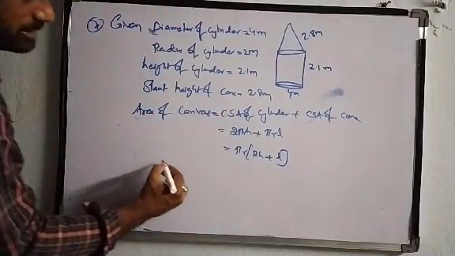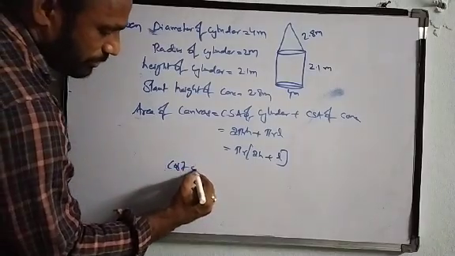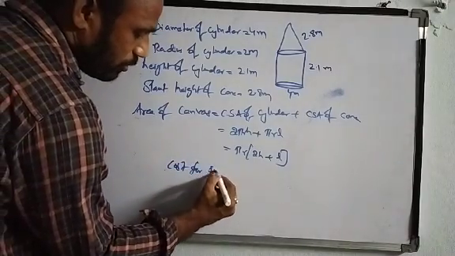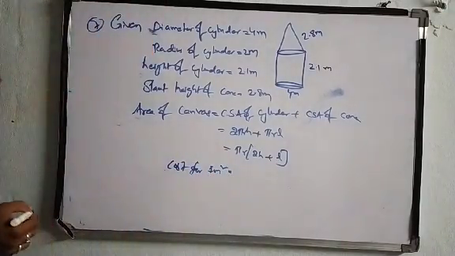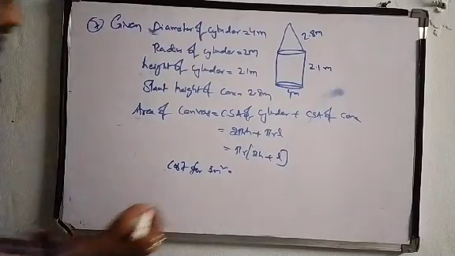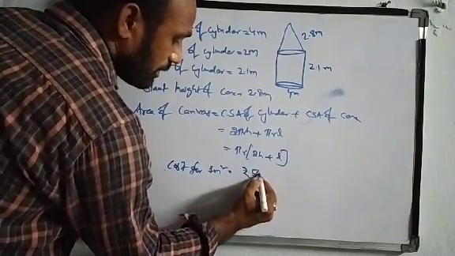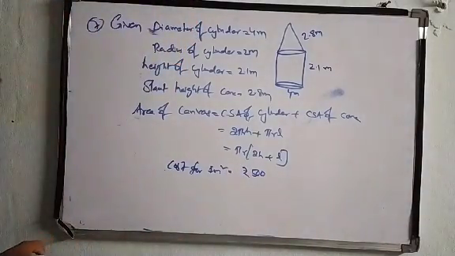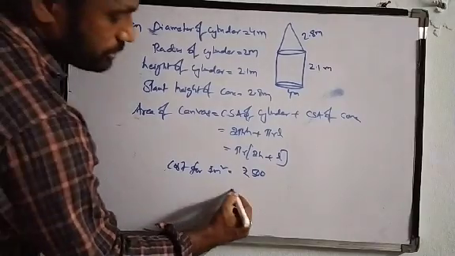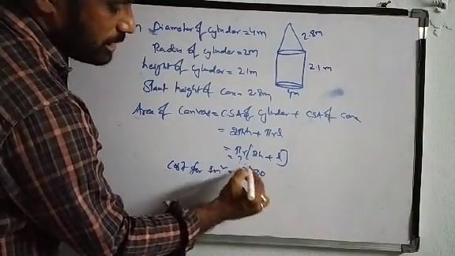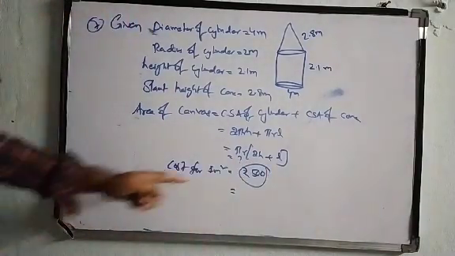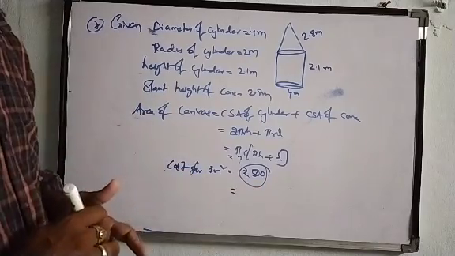And thereby he is asking for the cost. The cost for 1 meter square is rupees 500. Therefore, for the total cost, whatever answer you are getting, you have to multiply with 500. Then you will get the total cost of this canvas.